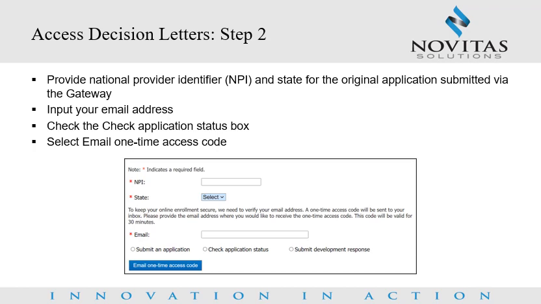Access Decision Letters, Step 2. You will provide the National Provider Identifier, or NPI, and state for the original application submitted via the gateway. Input your email address. Check the Check Application Status box and select Email One-Time Access Code.